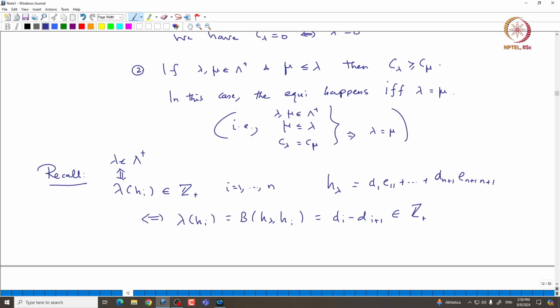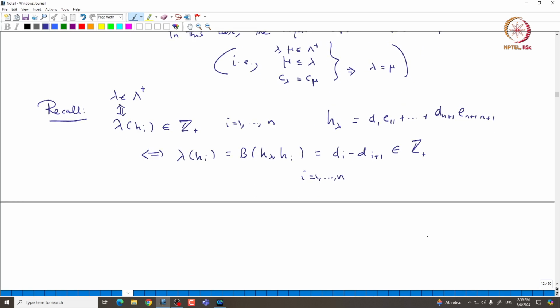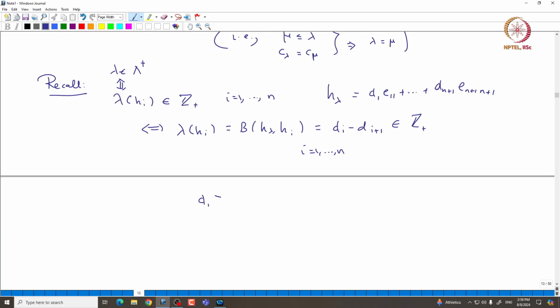Now, if you look at the formula, this is true for each i ranging from 1 to n. So this means d1 must be greater than or equal to d2, greater than or equal to etcetera, greater than or equal to d n plus 1. That is the meaning of lambda being a dominant weight.